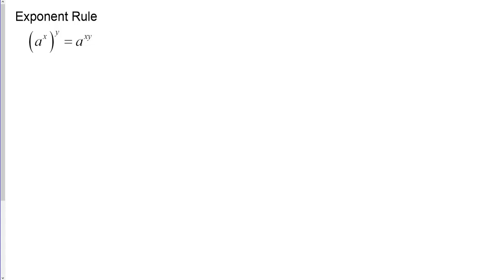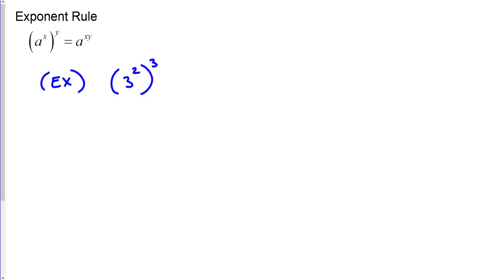The exponent rule. So let's say, for example, I have 3 to the 2nd power, raised to the 3rd power. So according to the exponent rule, this should be 3 to the 6th power. And if you wanted to know what 3 to the 6th was, you could plug it into your calculator and get that result. I'm actually only wanting to show you how these results work.